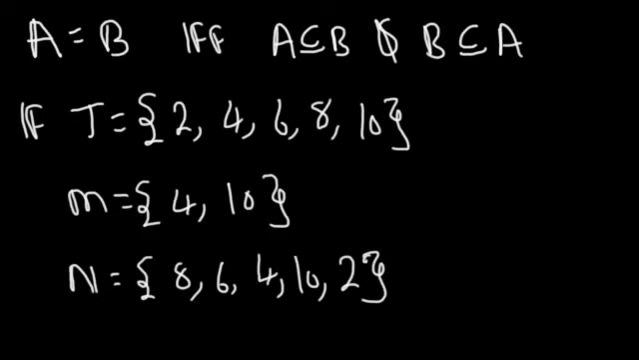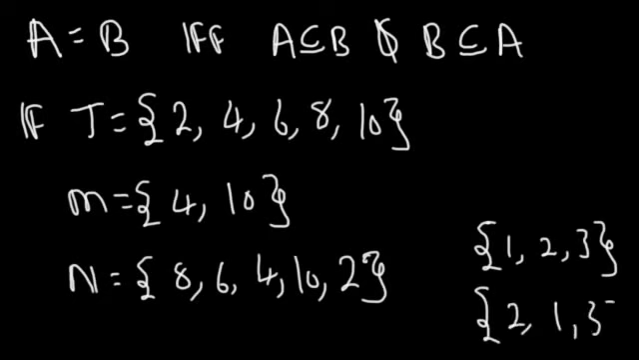Now I want you guys to take note of this. In a set, the order in which elements are arranged or listed is irrelevant. If we have a set that includes 1, 2, 3, and we have another set that includes 2, 1, 3, these two sets are the same, they are not different. The order of arranging the elements is irrelevant.